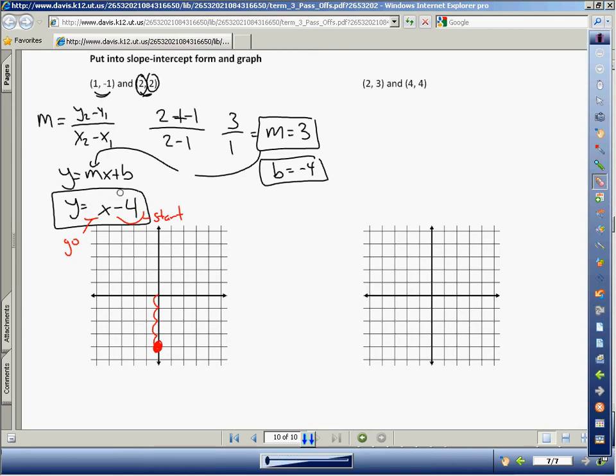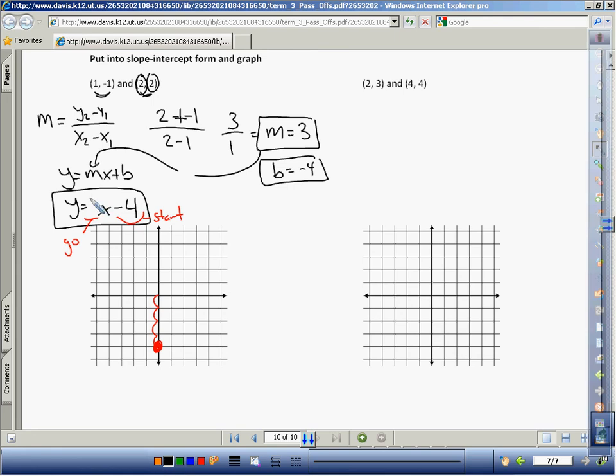When I use 3 as my slope, I need to change that just a smidgen. I'm going to turn it into a fraction, and I can do that by just putting a 1 underneath. If it already was a fraction, I wouldn't have to worry about it. But it isn't, so I did. So what this tells me is the top number tells me how many to go up or down, and the bottom number tells me how many to go over. So I'm going to go up 3, 1, 2, 3, and over 1. Put a dot. Do it again. 1, 2, 3, over 1. Put a dot, and you're done. Just draw a line right through there, and that's how it looks.